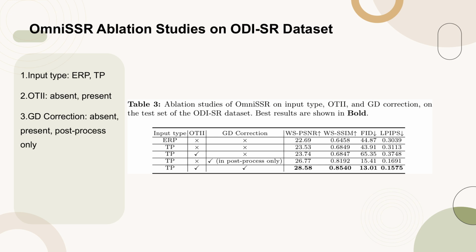Table 3 presents the ablation studies of OmniSSR focusing on the impact of different input types, ERP, TP, the presence of OTI, and GD correction on the performance metrics of the ODIs dataset. The best results are highlighted in bold. The study evaluates the effects of these factors on WSPSNR, WSSIM, FID, and LPIPS, providing insights into the optimal configurations for OmniSSR. Notably, the presence of GD correction, especially when applied in post-process, significantly improves the performance metrics.